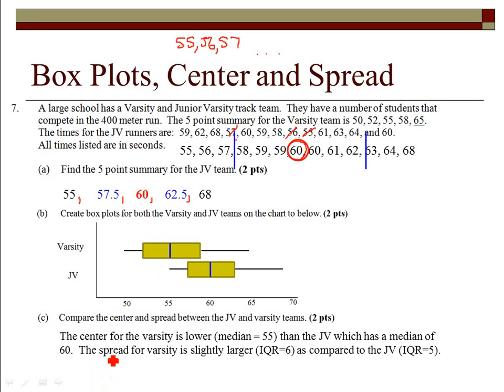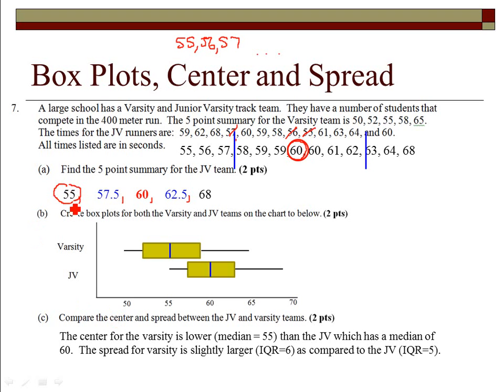So you can say they're pretty similar. There really wasn't that much difference. Now, the thing I don't have on here is that Ryan is on the JV team and has the best time. The best time is that score of 55. It's not the 68.